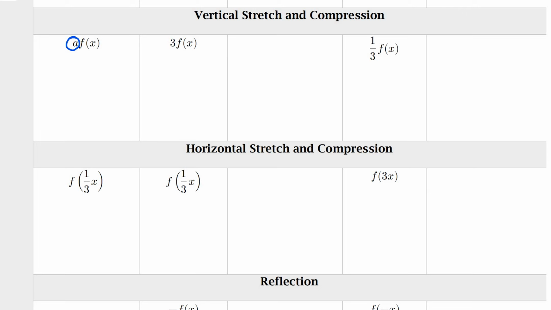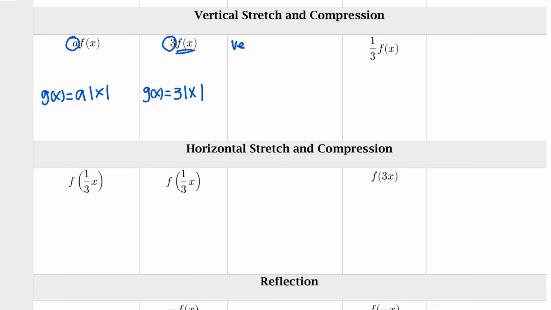All right, let's do the vertical stretch and compression. Pay attention. a is multiplied. 3 is multiplied to the original function. So the new function is a times the absolute value of x. For example, if it's a 3, the new function is vertically stretched 3 times.